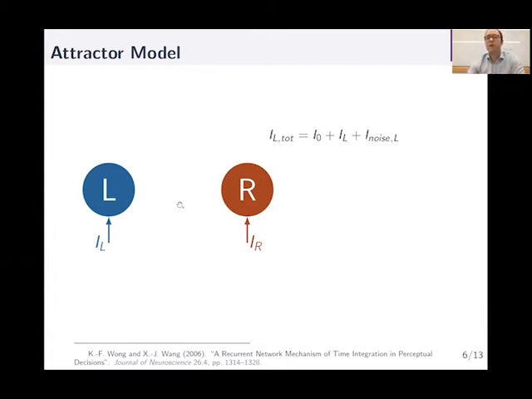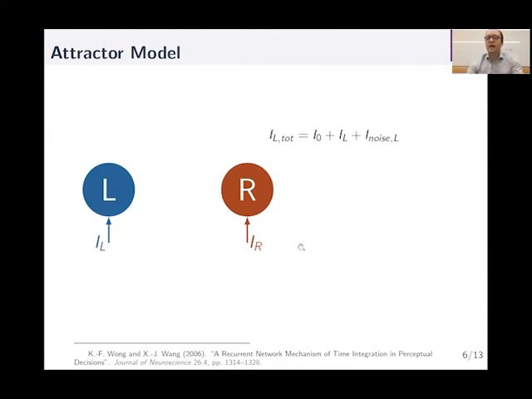On the contrary, if the task is very easy for, let's say, the left decision, then the current IL is going to be a lot greater than the current IR in order to reflect this difficulty of the task.